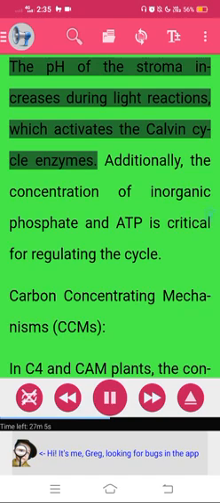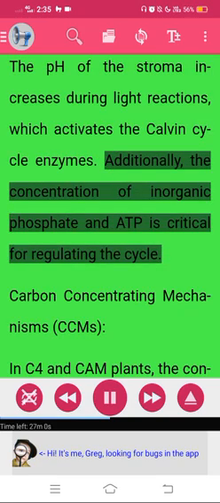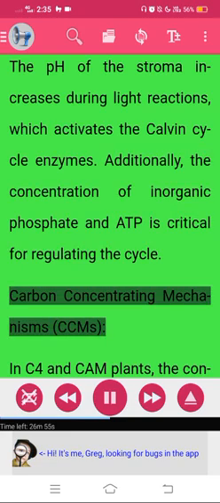The pH of the stroma increases during light reactions, which activates the Calvin cycle enzymes. Additionally, the concentration of inorganic phosphate and ATP is critical for regulating the cycle. Carbon concentrating mechanisms, CCMs.